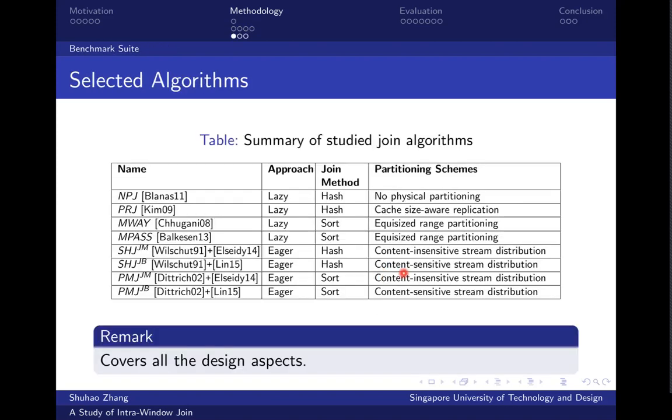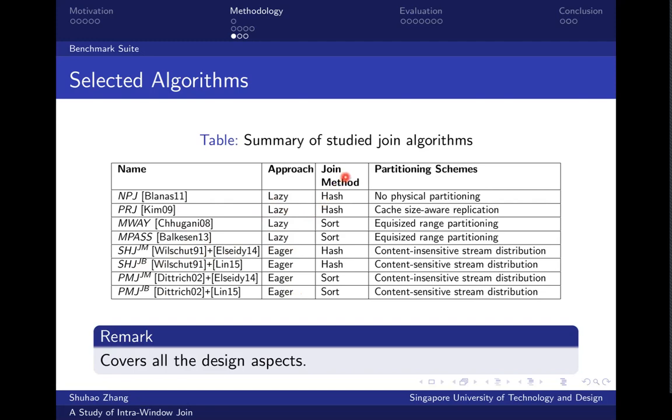We studied 8 algorithms for parallelizing intra-window join, including non-partition join, radix partition join, multi-way multipass, symmetric hash join, and progressive merge join, with join matrix and join biclique partition schemes. They cover both lazy and eager approaches, as summarized in the table. Typically, the 4 relational join algorithms are used to implement the lazy approach, while the specifically designed stream join algorithms are used to implement the eager approach.